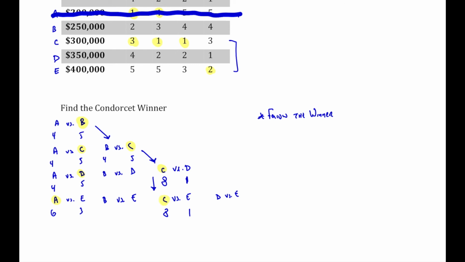And C wins that. Ooh, look at what just happened now. C beats A. C beats B. C beats D. And C beats E. C has beat all other contenders in one-on-one matchups. Option C is our Condorcet winner because C has beat all others. We need to make certain that our winning candidate beats all other options in these one-on-one matchups. Try it out.